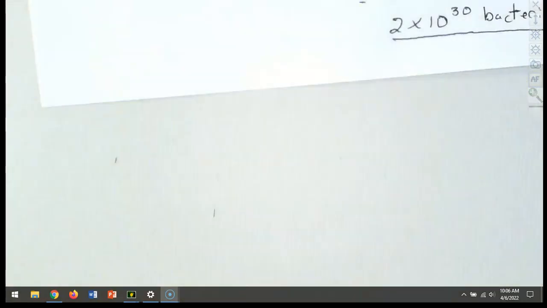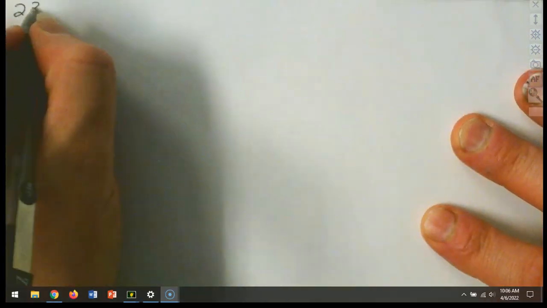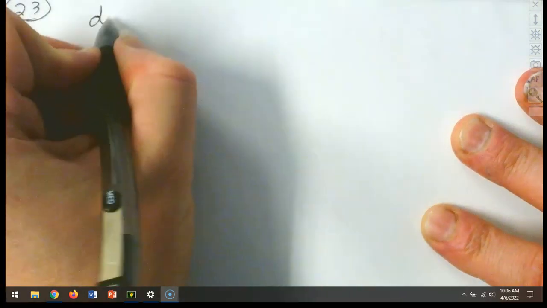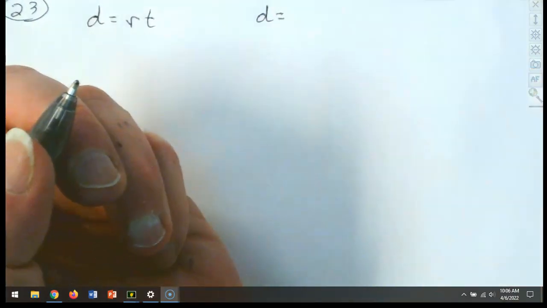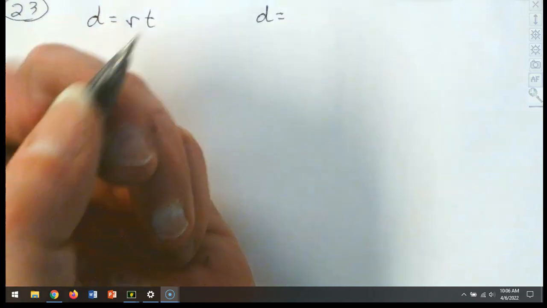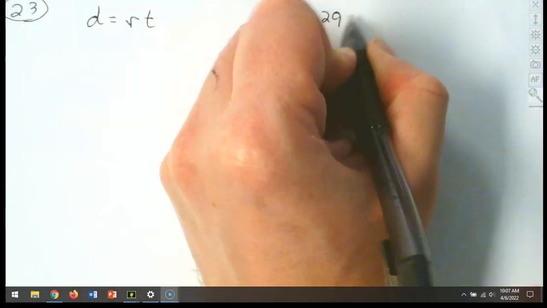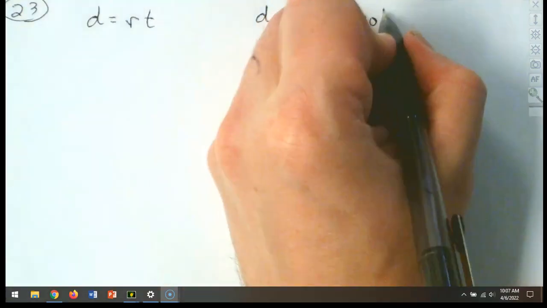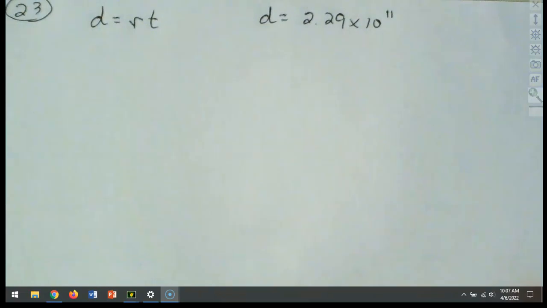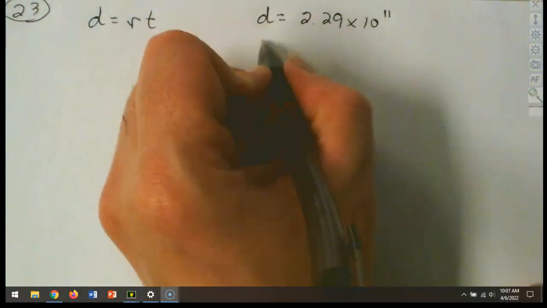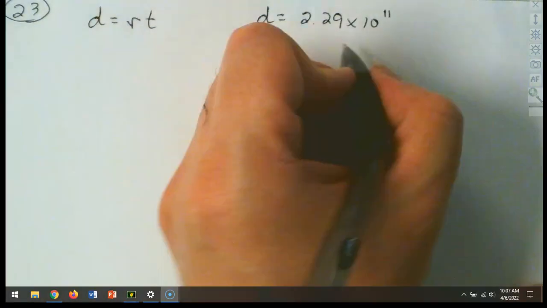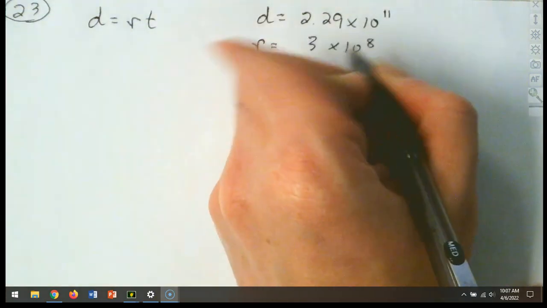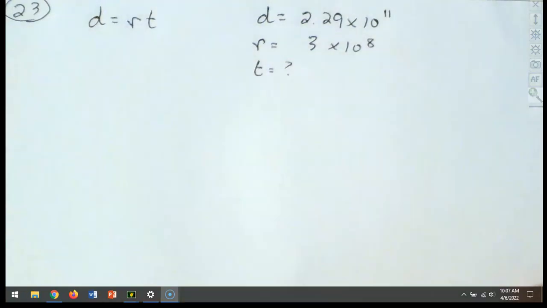So for question 23, we go back to our distance formula. So let's look at our distance. What's our distance here? Okay, our distance to Mars is 2.29 times 10 to the 11th power. That's the distance. How fast is the speed of light? Well, the speed of light, r, that's your rate, is going to be 3 times 10 to the 8th. And we don't know our time, so that's what we don't know.